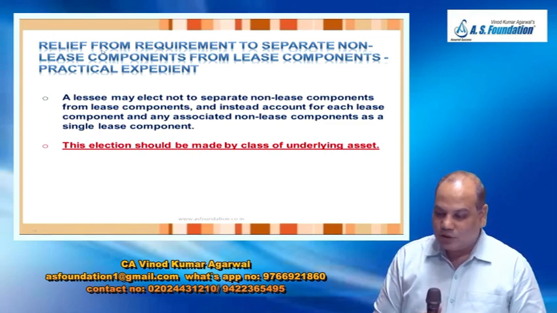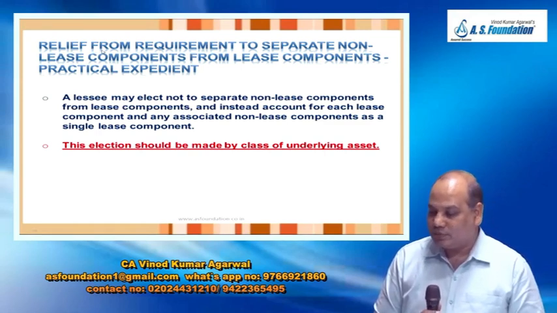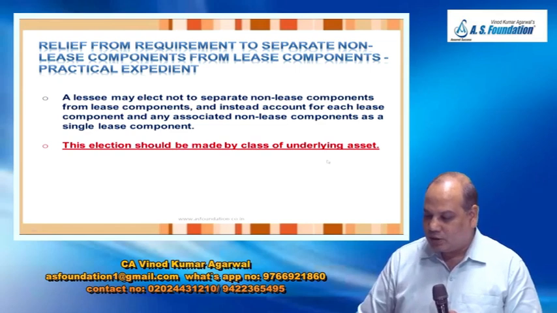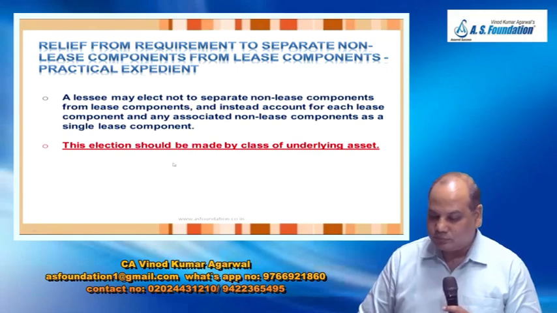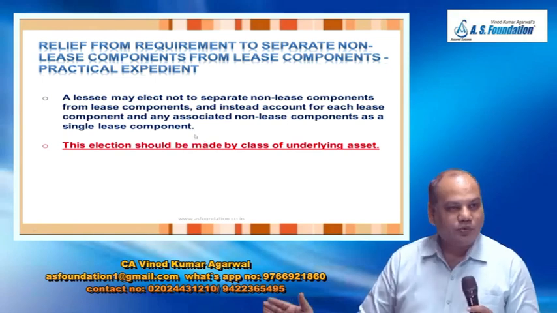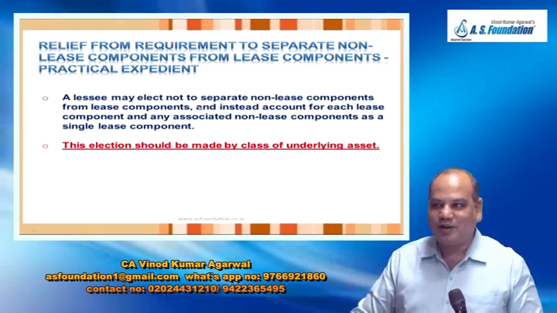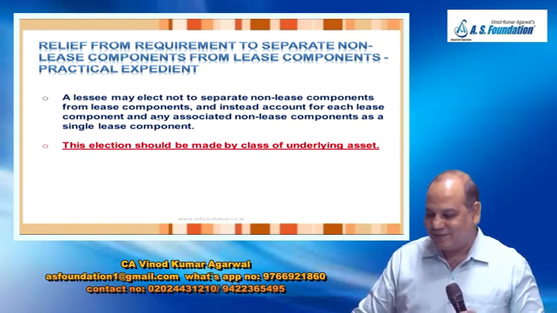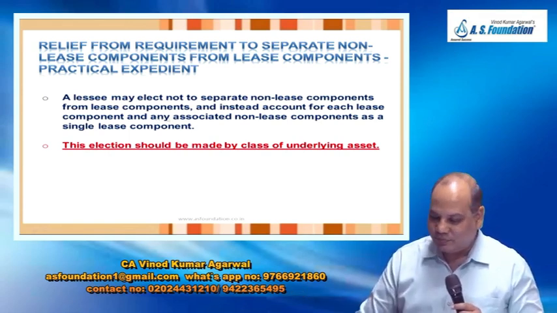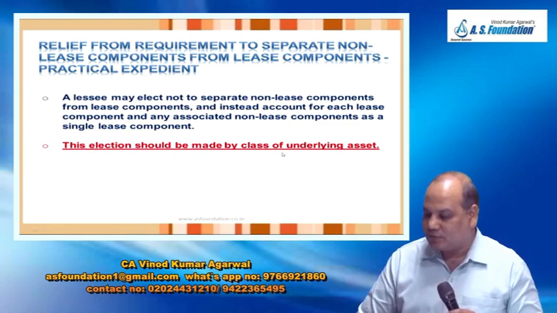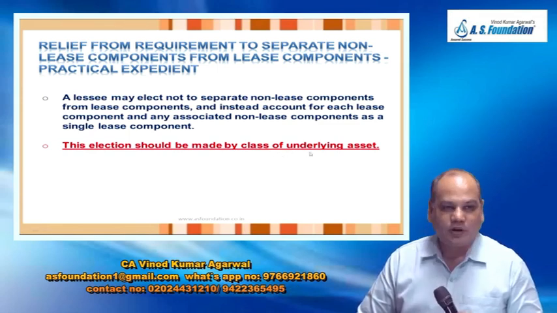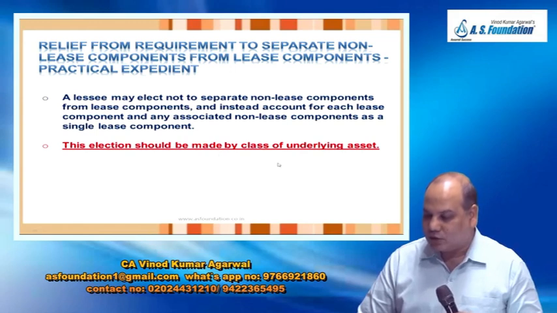Okay. So lessee may elect not to separate non-lease component from lease component, and instead account for each lease component and any associated non-lease component as a single lease component. In the exam, if the question gives you data, you will have to separate, okay? You can't say, I want to take the practical expedient exemption, and hence it will be treated as one only. This election will be made by the class of underlying asset. What is class of underlying asset?